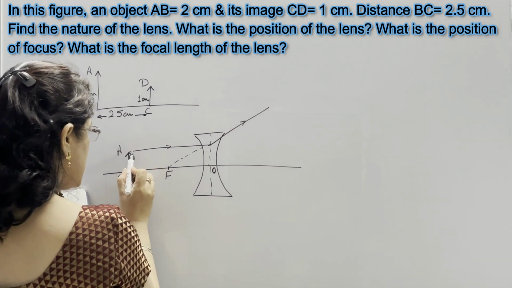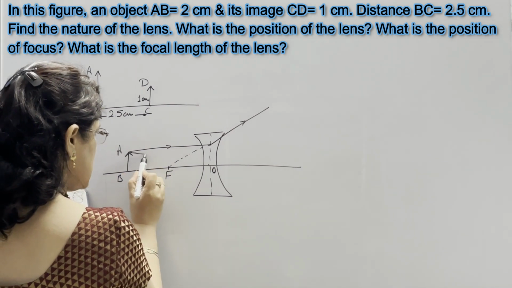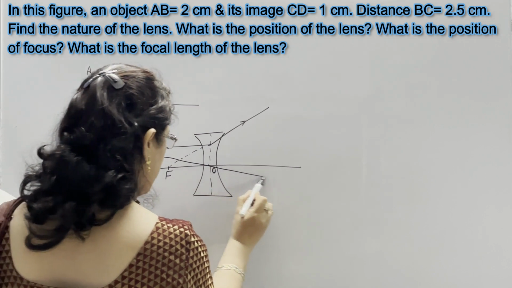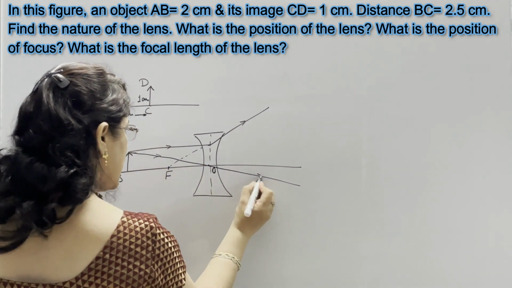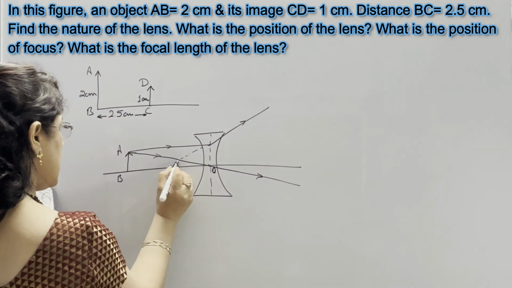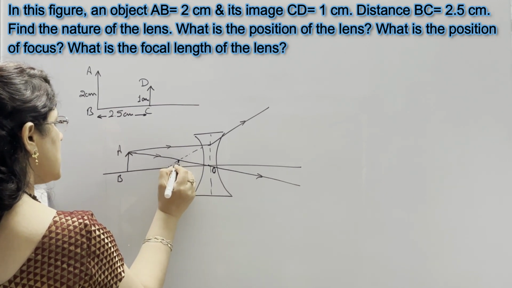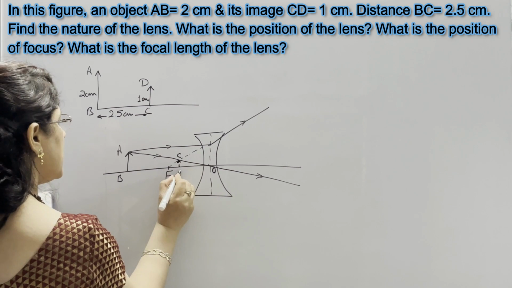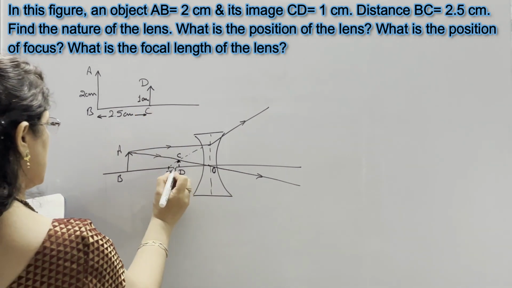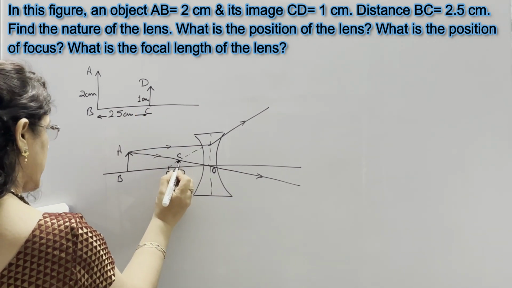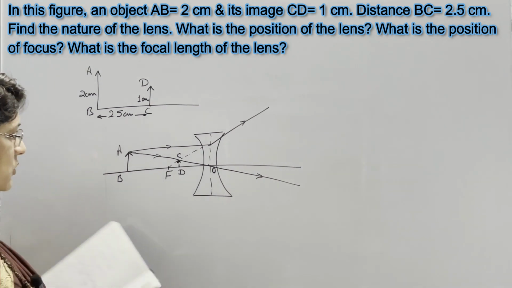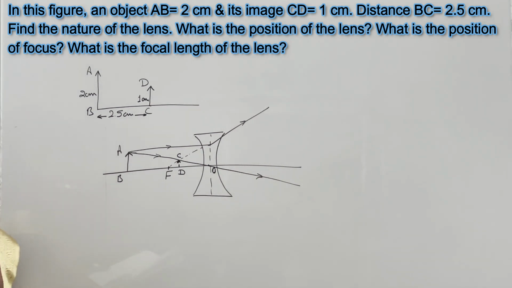And the second ray which is passing through the optical center will go undeviated, and the point where these two rays meet is where the image is formed, and this is the image CD of length 1 centimeter. Show it dotted always, because we know the nature of the image is virtual in this case.